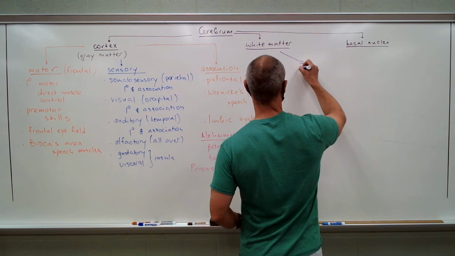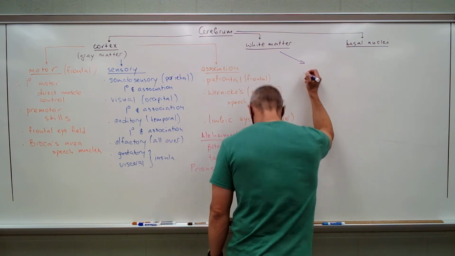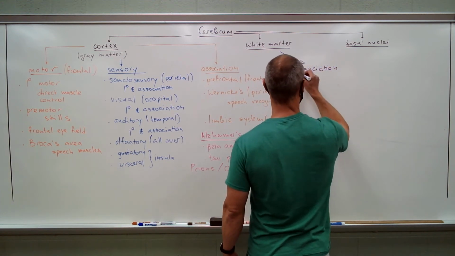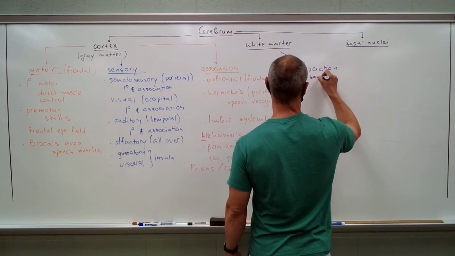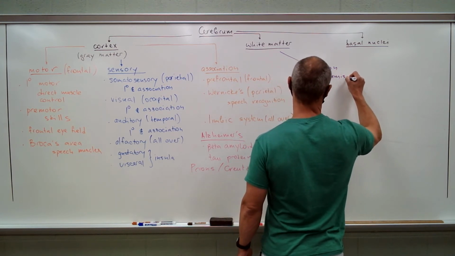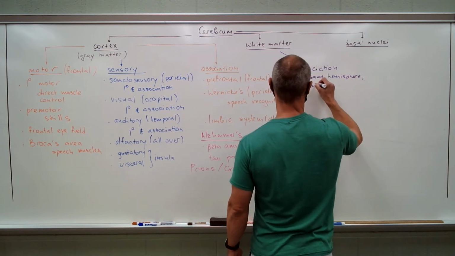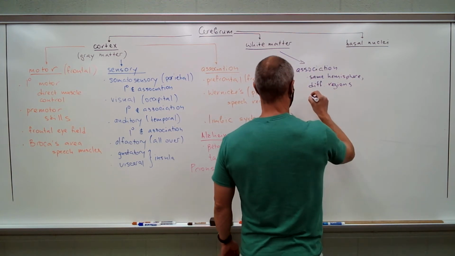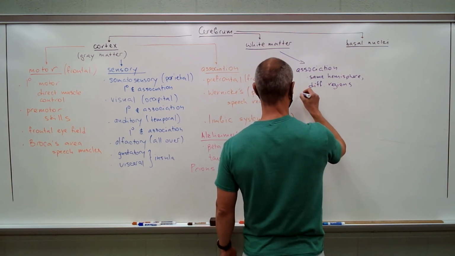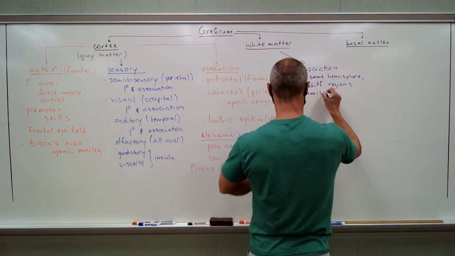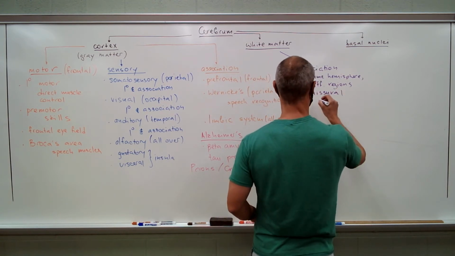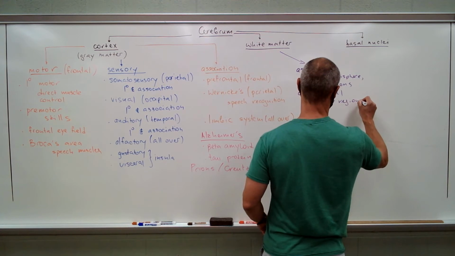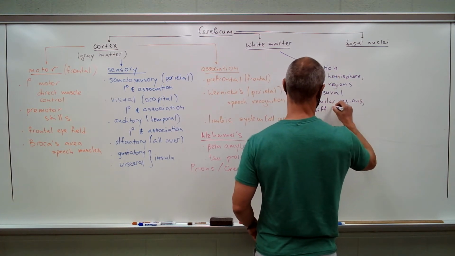So you've got, what's the word? Association. Same hemisphere. Different regions. And we're going to mention a few words about that. This is association. Commissural fibers. Similar regions. Different hemispheres.